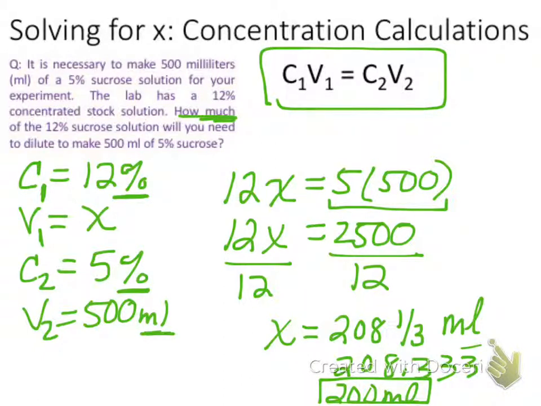Now you should always ask yourself if your final answer makes sense. So going back to the original problem, how much of a concentrated solution do I need to make 500 of a diluted solution? If we take 200 milliliters and multiply 200 milliliters times 12%, I should be able to get 500 milliliters of 5%. It's always a good idea to take your answer for X and put it back into the original calculation to see if you were correct.